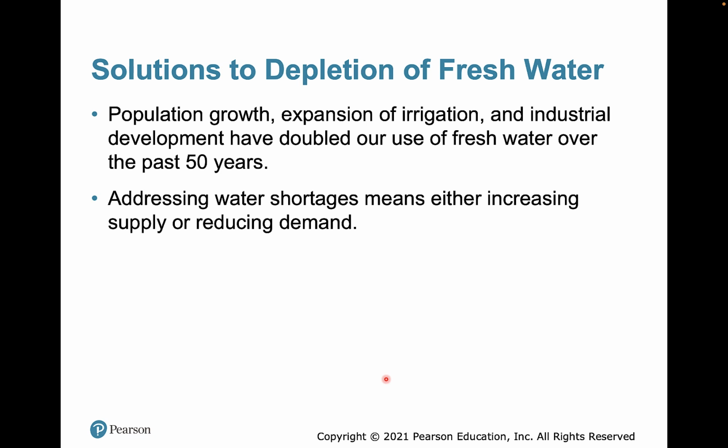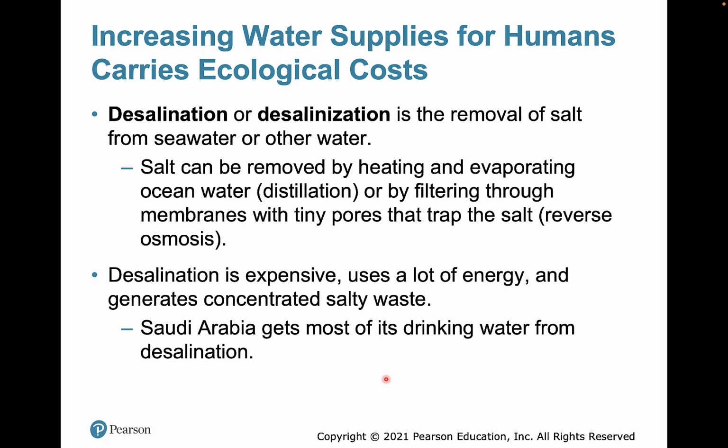So we have definitely increased our water use over the course of the last 50 years. And, you know, as I said, we're running low on water. It's going to run out eventually. So if we are going to handle those water shortages, we either need to increase supply or we need to reduce demand. Those are really the only two ways to deal with a water shortage. So increasing the supply can be expensive on a number of levels.